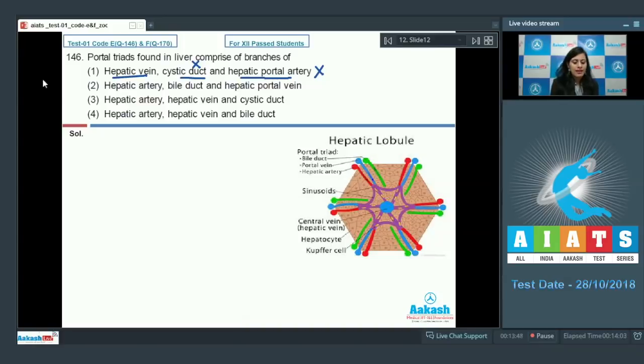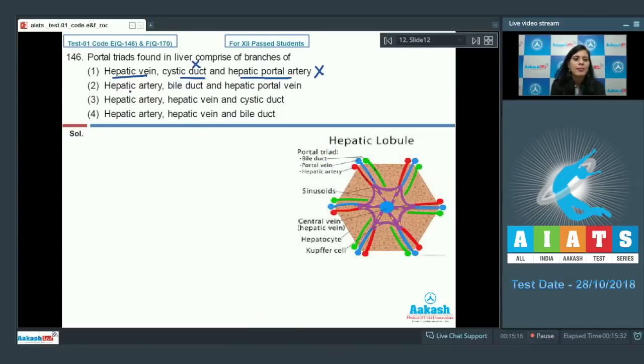As you can see here in this hepatic lobule, which is a structural and functional unit of liver, this hepatic portal triad consists of bile duct, portal vein, and hepatic artery. This hepatic artery brings oxygenated blood into the liver, whereas this hepatic portal vein brings nutrients loaded deoxygenated blood from intestine to liver. So these three branches are present in portal triad. So the first option is incorrect.